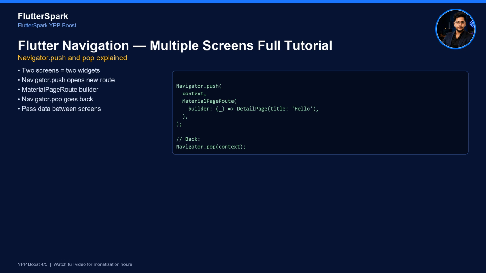You can pass data to the new screen through constructor parameters. For example, detail page with a title string. Use that title in the app bar on the detail screen.